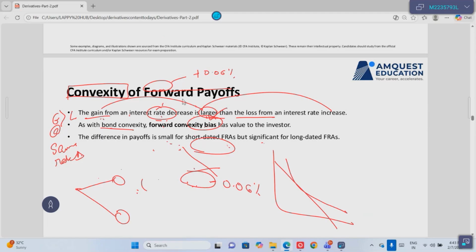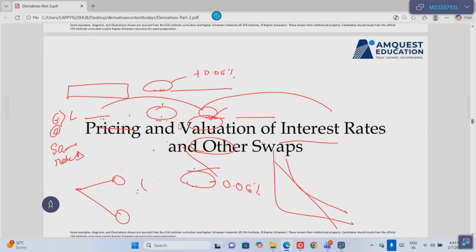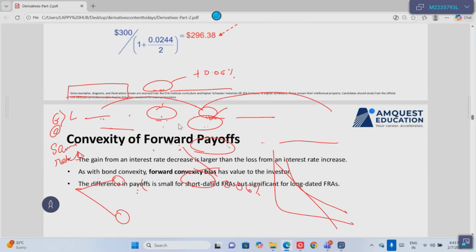Obviously, you will have the longer dated ones having more amount of payoff, and therefore you'll have the payoff differences there. Any questions? Convexity of our payoffs. The concept of convexity, are you clear with that? Yes. Okay, and convexity only means that it is not a straight line, which you learned in fixed income as well, right?